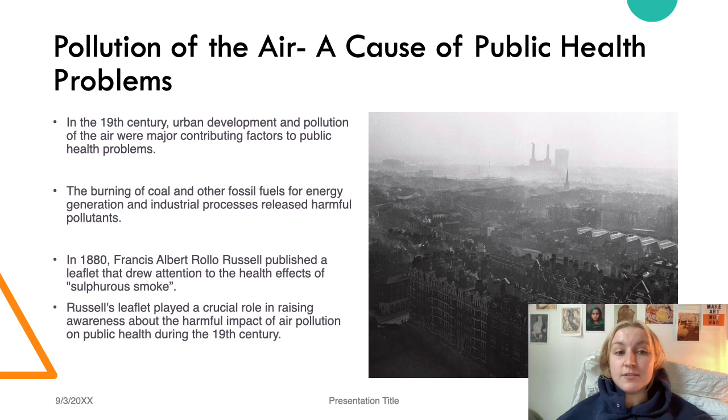In 1880, Francis Albert Rollo Russell published a significant leaflet that drew attention to the health effects of sulfurous smoke on respiratory diseases like bronchitis. Russell's leaflet played a crucial role in raising awareness about the harmful impact of air pollution on public health during the 19th century. He stated that more than 2,000 Londoners had literally choked to death.